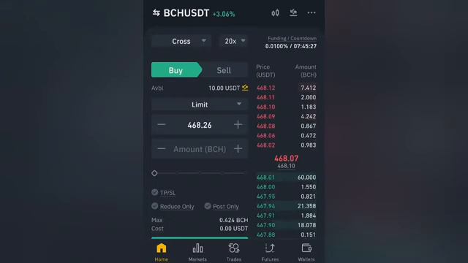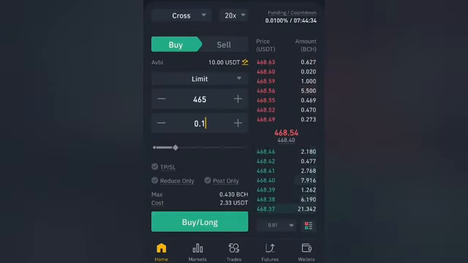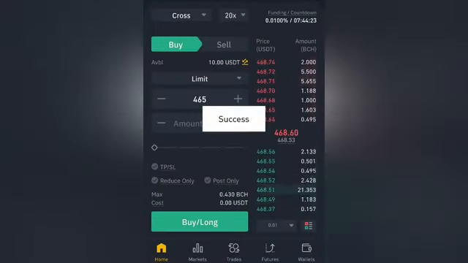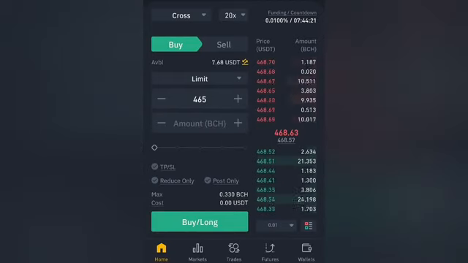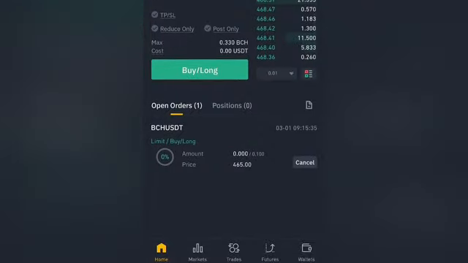Now I want to enter a position. As you can see, I want to buy 0.1 of Bitcoin Cash at around 465. Then I will enter my order right here. I'll click on buy long, confirm. When I click on buy long, as you can see, I have already entered my order. When you scroll down here, you would see that my order is opened. As you can see, open orders, the price has to go down to 465 before my order would be executed.